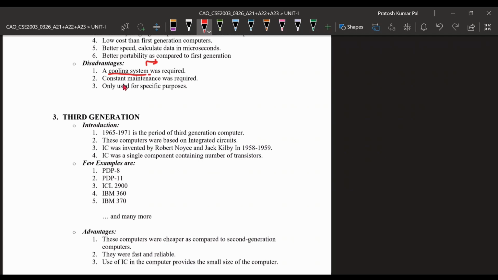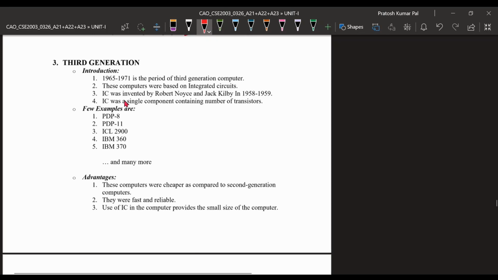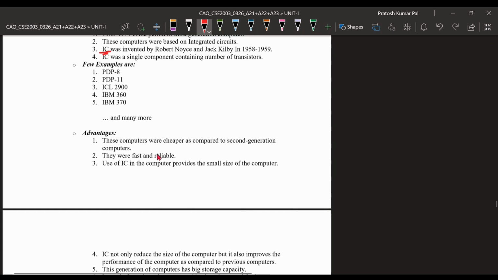Also here constant maintenance was required, and the system was used only for specific purposes at that time. The third generation is there. As ICs were implemented now, whereas in the case of transistors we were using different transistors, now we are going to use the IC. Using ICs further reduces the size very much, and it is also cheaper compared to the second generation.